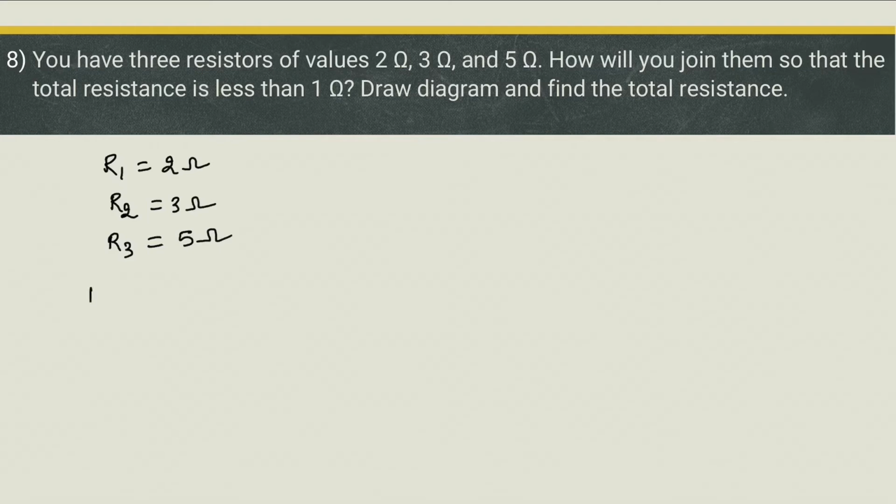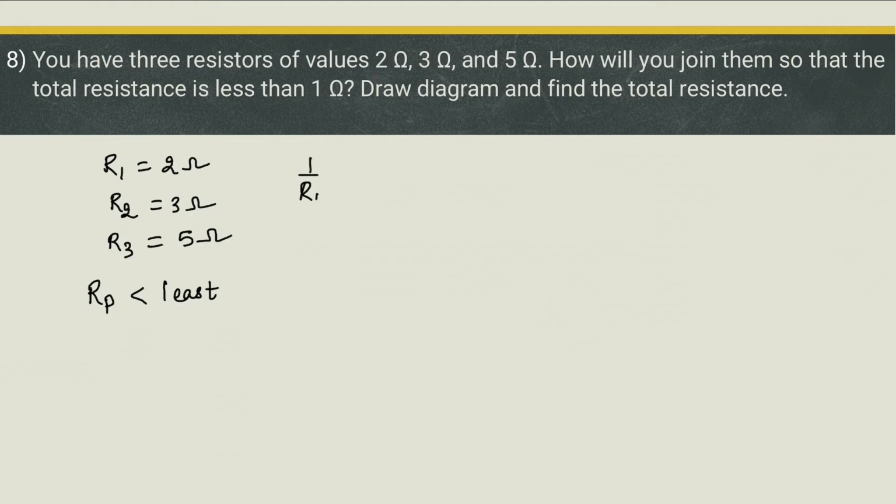Because we know that in parallel connection the total resistance is less than the least value of any individual resistance present in the circuit. So here the least individual resistance is 2 ohm, right? So if we connect these three resistors in parallel, then only the equivalent will become less than 2 ohm. Let us verify.